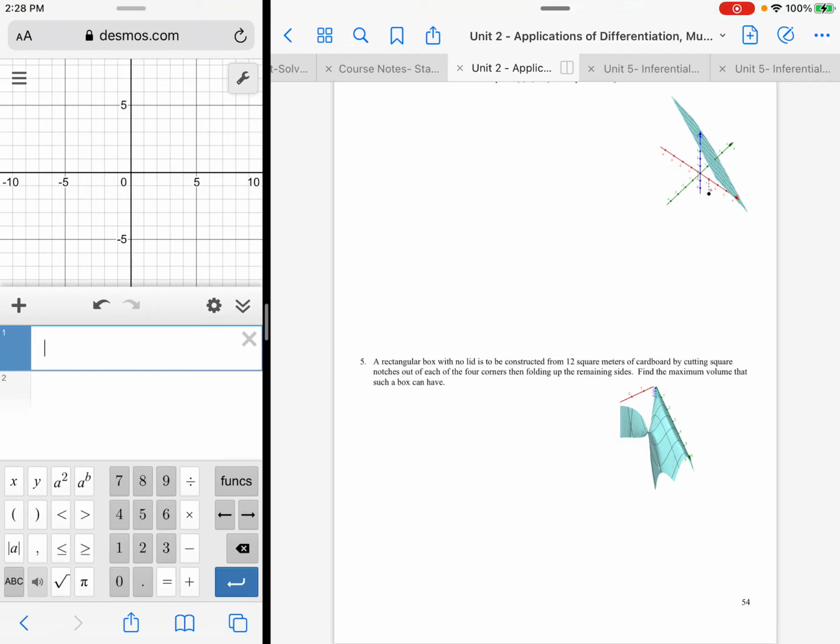So looking at number 5 on page 54, the question is: a rectangular box with no lid is to be constructed from 12 square meters of cardboard by cutting square notches out of each of the 4 corners and folding up the remaining sides. We want to find the maximum volume that such a box can have.